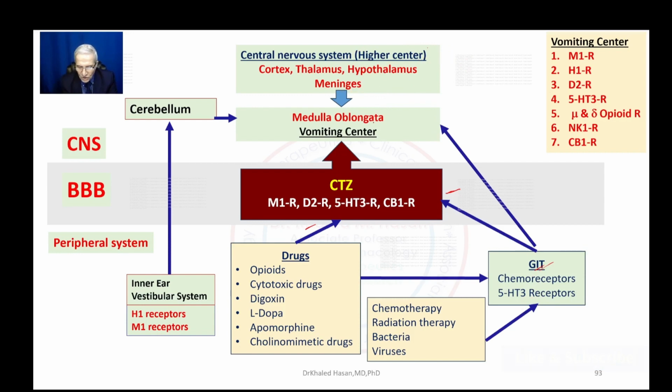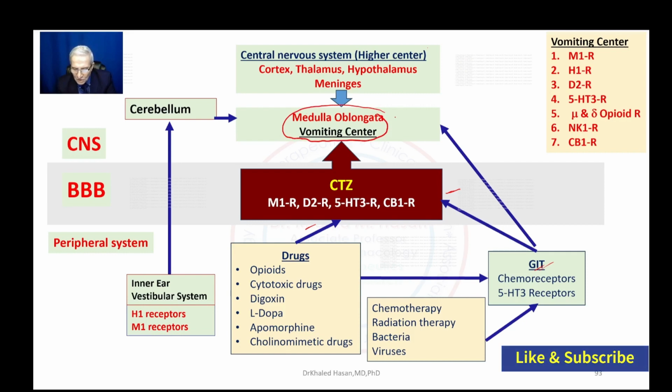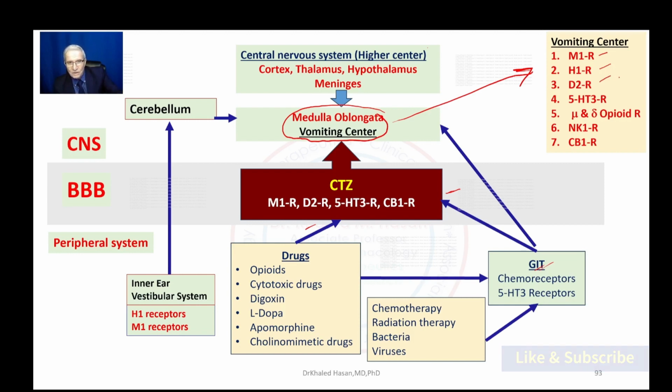In the vomiting center, what type of receptor do we have? This is the list of vomiting center receptors. We have the muscarinic receptor, M1. M stands for muscarinic. We have the histaminic receptor, H1. Then D stands for dopamine receptor, but remember, we have the D2 receptor here, dopamine receptor 2, in the vomiting center.